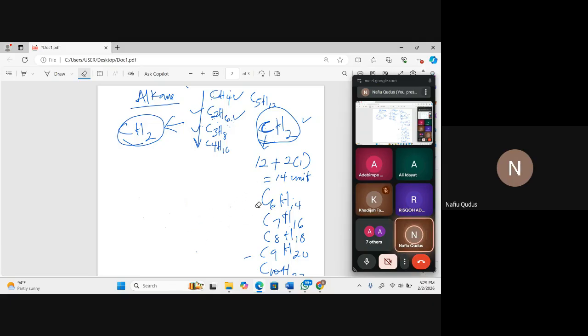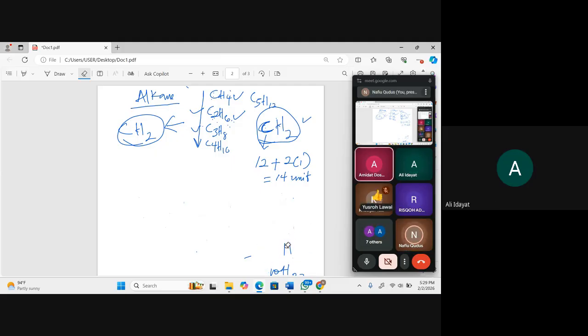Alkene family. The first member of alkene is ethene, right? Yes. What's the formula?